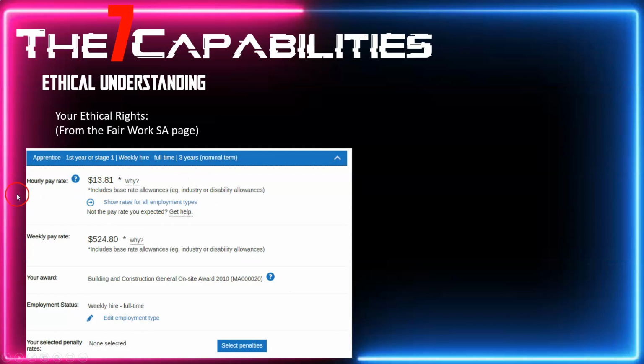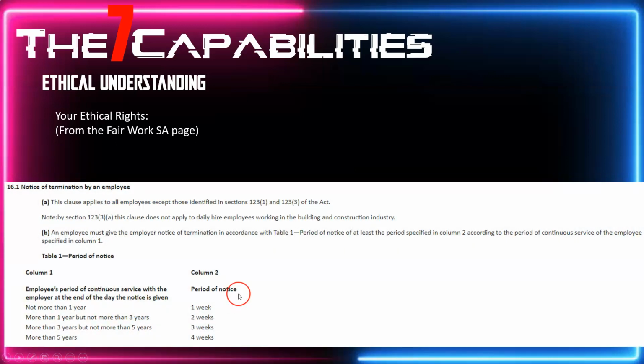For example, the award tells you your hourly rate, including allowances. So this is the minimum rate. So if you become an apprentice builder and they're paying you less than $13.81, you maybe need to have that conversation with them or speak to the Fair Work SA Ombudsman about this, because this could actually be an illegal practice. Unless you've signed a specific contract, you are entitled to a minimum of this amount. Same with weekly, which will probably just be adjusted, including salaries and things like that. And they tell you what the award is that you're actually entitled to.